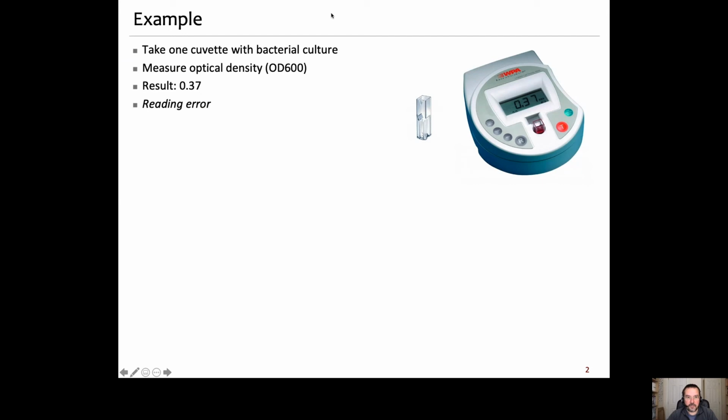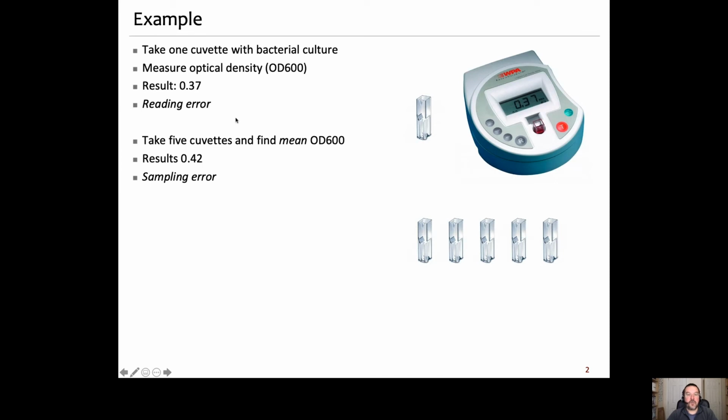Imagine a very simple experiment in this example. You want to measure optical density OD600 of your bacterial culture. So you do your experiment, you put an aliquot of your bacterial solution dilution in this cuvette and measure optical density. The instrument will give you a result. In this particular case, it is 0.37. It's an OD600, and there is an associated uncertainty with this result, which is called a reading error.